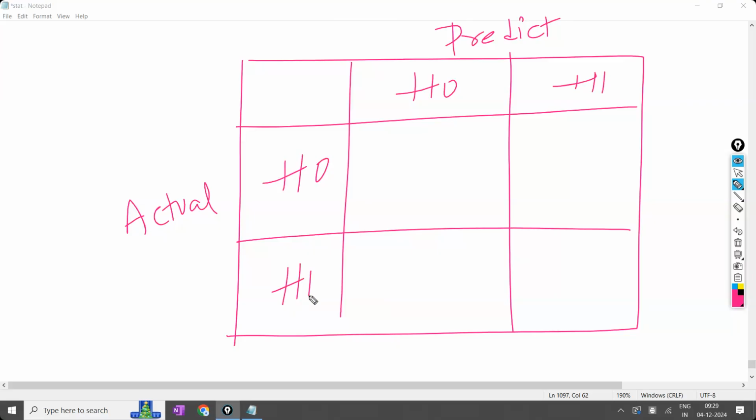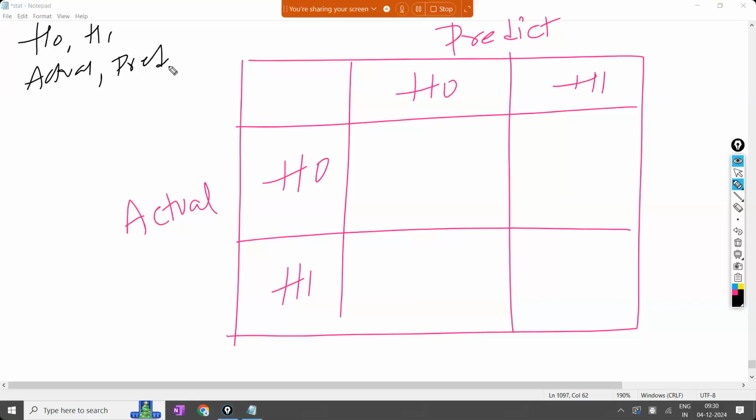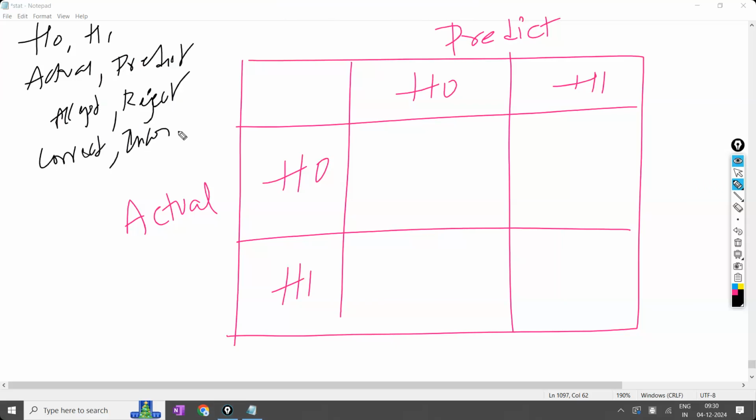Okay. Now, to understand this in simple words, you should not write simultaneously along with me. Just focus on what I'm explaining. Otherwise, if you write simultaneously, you'll be confused. Why is this called a confusion matrix? Here, multiple opposite words are there. The opposite of H0 is H1, the opposite of actual is predict, the opposite of accept is reject, the opposite of correct is incorrect. Like this, 8 different words and opposite words are there.